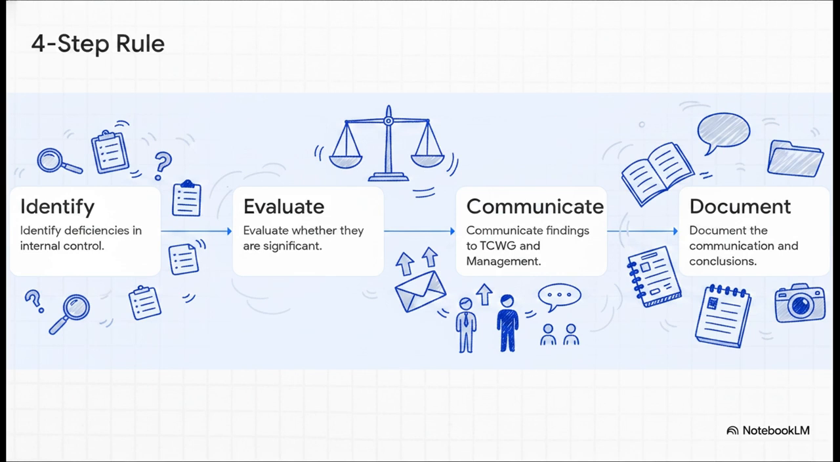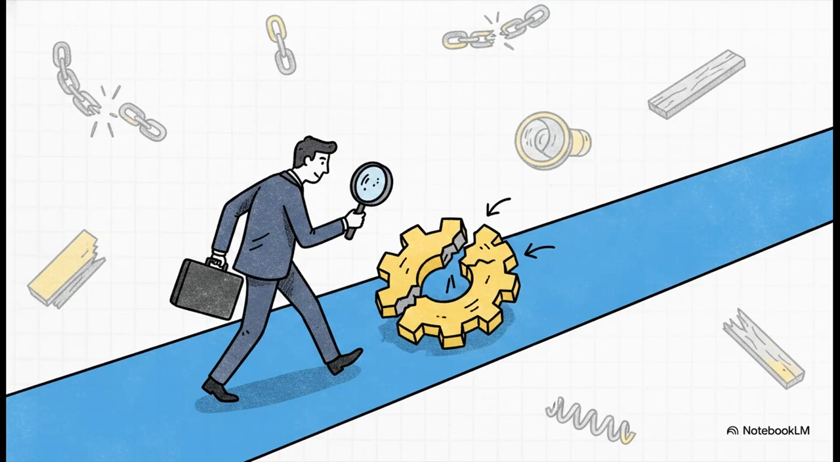And Step 4, you must thoroughly document everything: the deficiencies, your evaluation, the communication, and your final conclusions. It's a very strict, highly logical sequence. However, and this is a really vital caveat, remember the limitation of an auditor's responsibility. The auditor is not required to identify every single deficiency in internal control. You are not expected to be some kind of omniscient defect hunter.